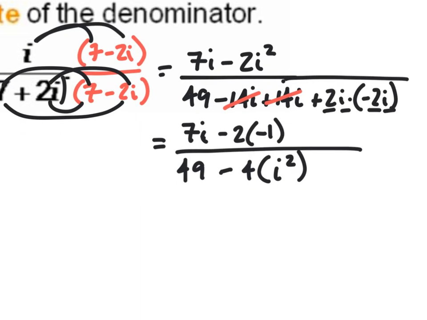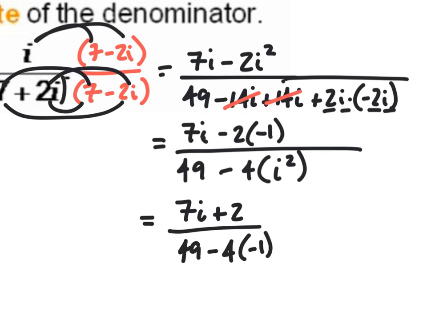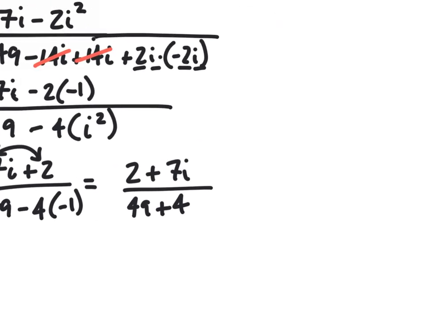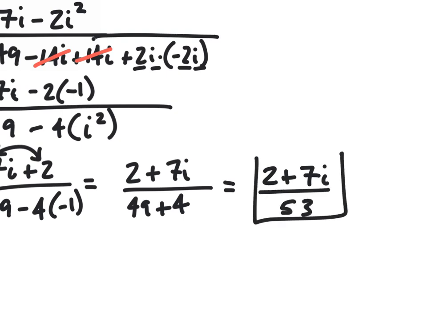So from there, I'm going to do 7i and then plus 2. -2 times -1 is positive 2. And then I get 49 minus 4 times -1. I'm going to reorder this, flip these around to put the 2 out front. So I get 2 plus 7i all over 49, and this is going to be plus 4. So my final answer is going to be 2 plus 7i divided by 53. And that's my number in simplified form.